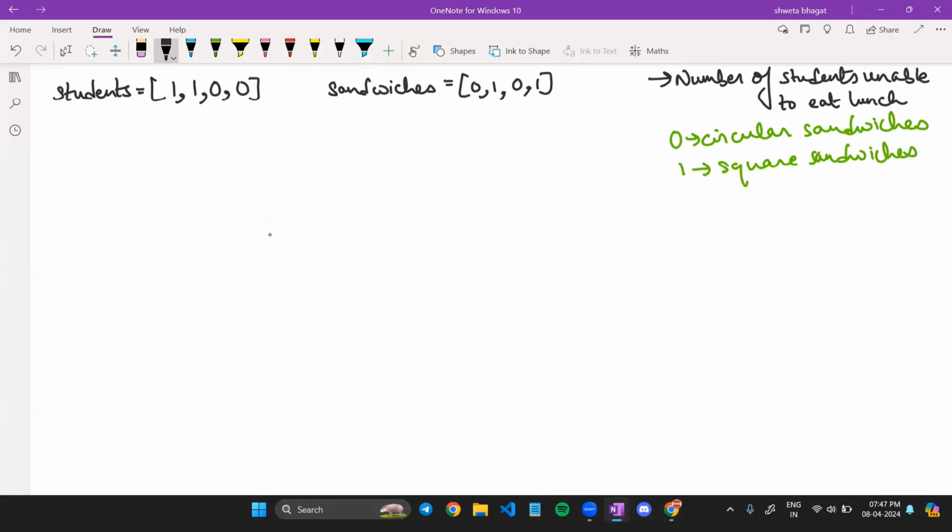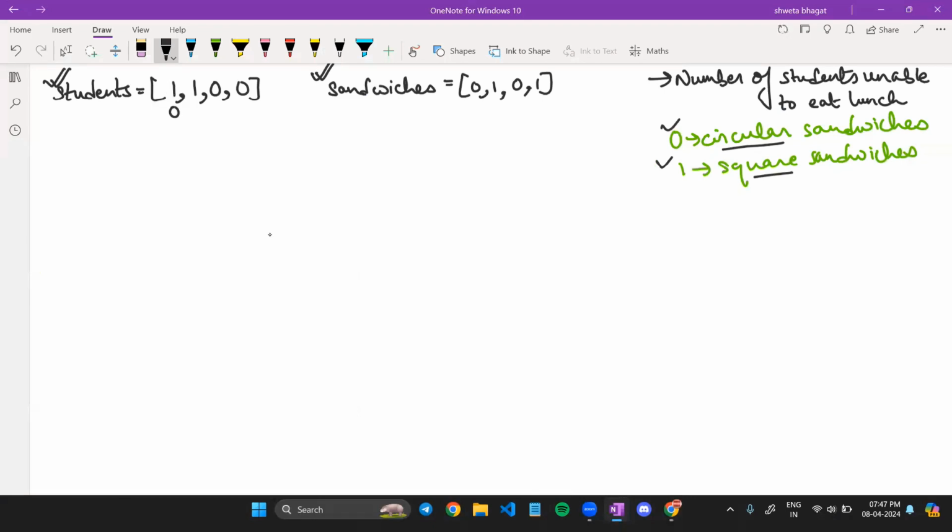According to the problem statement, we have been given two integer arrays, students and sandwiches, such that both of them contain only zeros and ones, okay? Zero represents a circular sandwich and one represents a square sandwich, fine? Now what does each of the elements of students represent? Each element represents the type of sandwich which is wanted by this child.